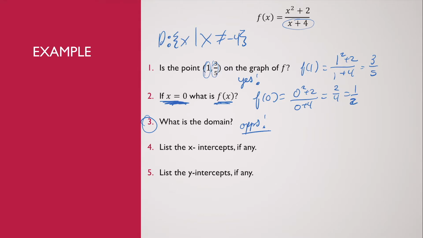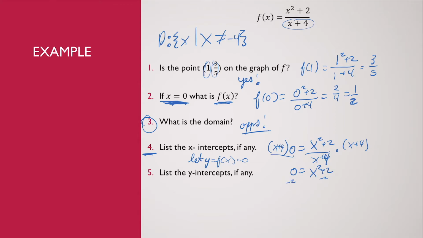Okay, I already know the domain. It's a rational function, so its domain excludes all values that would make its denominator 0. And let's list the x-intercepts if there are any. Remember, your function doesn't have to have any. In order to find the x-intercepts, you let y, which is f of x, equal 0. So I have 0 equals x squared plus 2 over x plus 4. I multiply both sides by x plus 4. This will cancel out my denominator. 0 times anything is just 0. So I have 0 equals x squared plus 2. Subtract 2. I get negative 2 equals x squared. Then I can take the square root. But wait, now I'm taking a square root of a negative number. We're working in the real world. These would be complex intercepts, and that's what we don't want. So there are no x-intercepts.